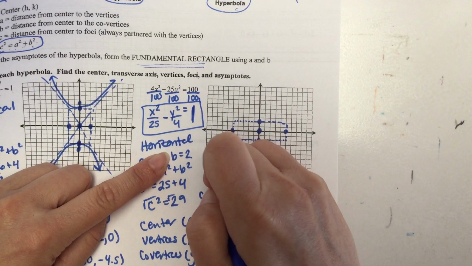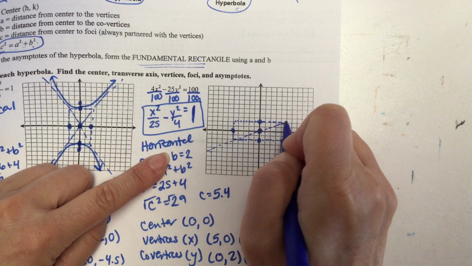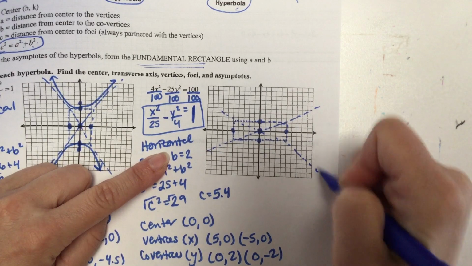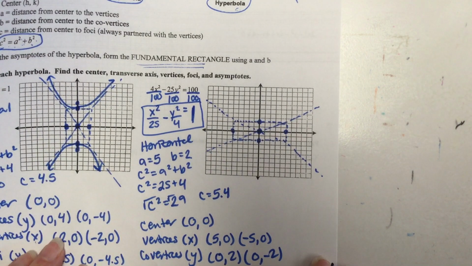Okay, now I gotta make the asymptote. So I'm gonna go ahead and go through the corner of my fundamental rectangle, go through the center of the hyperbola, and look at how cool that is.